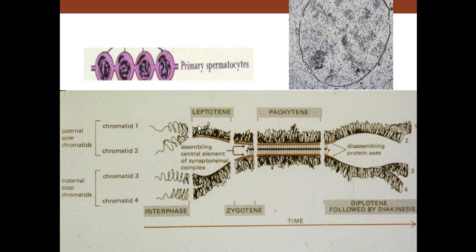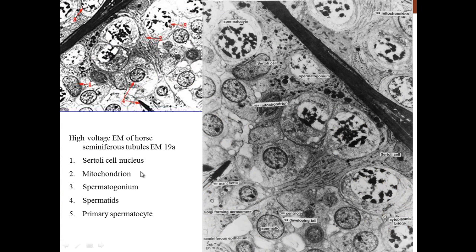For you, leptotene, pachytene, a synaptonemal complex, you get exchange between papa and mama, and the first meiotic division separates the duplicated papa from the duplicated mama, and then the second meiotic division would separate the two duplications of the papa and also the mama, and that would give you four spermatids. So this is a synaptonemal complex running through there, which is what we see in the pachytene primary spermatocytes.